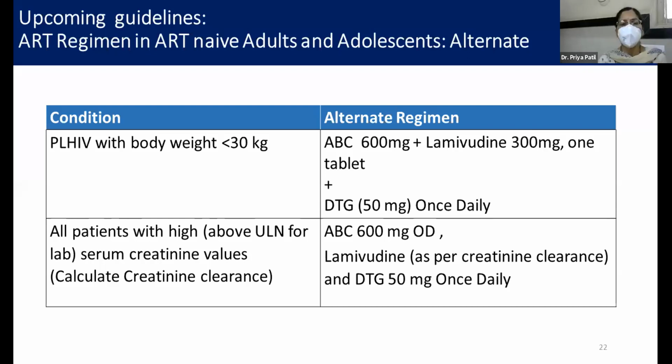Now all patients with high serum creatinine values above the upper limit of normal, we'll have to calculate creatinine clearance. The regimen will be abacavir 600 milligram OD, lamivudine, the dose will be as per the creatinine clearance, and DTG will be 50 milligram once daily. There is no change in the dose of dolutegravir in patients with high creatinine values.